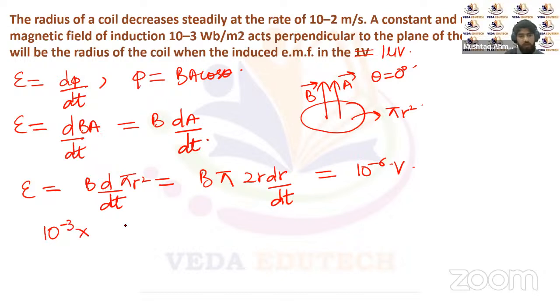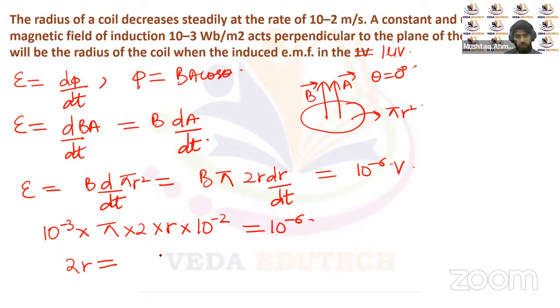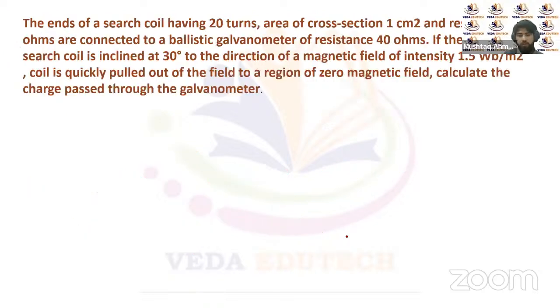And pi times 2r we have to calculate, and dr over dt is the rate of change of this radius, which is given as 10 to the power minus 2, right? That will be equal to 10 to the power minus 6. So from here we can calculate the value of r. So 2r will be equal to 10 to the power minus 1 upon pi, or we can say that our radius will be equal to 1 upon 25. So this will be the radius at which the induced EMF will be 1 microvolt, right?